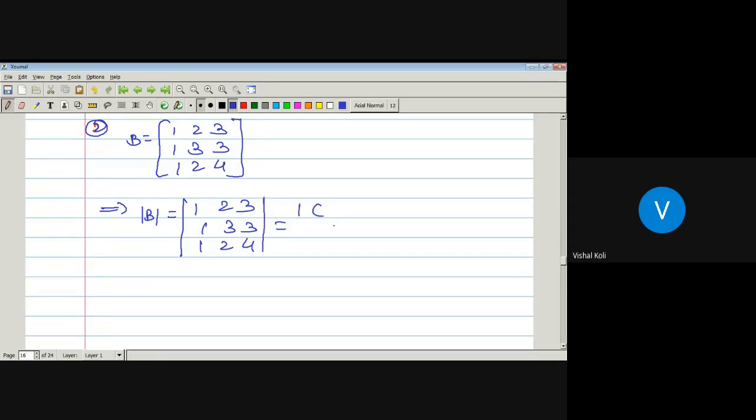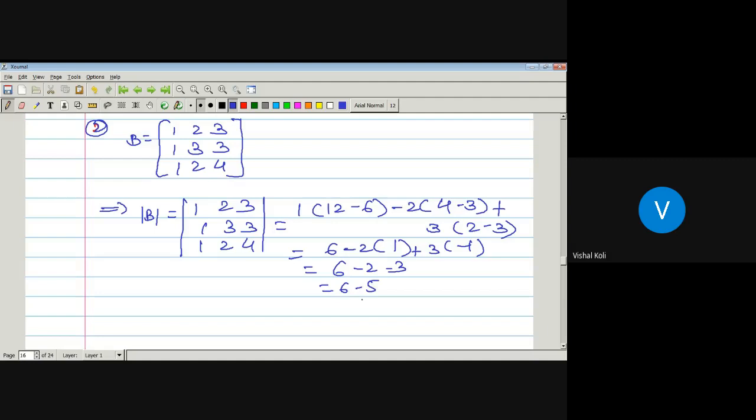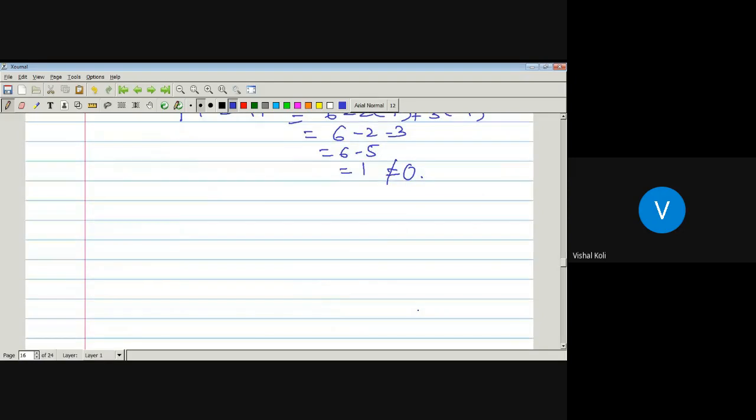its cofactor. 4 into 3, 12, minus 3 into 6, 6. Minus of 2 into 4 into 1, 4, minus of 3 into 1, 3. Plus 3 into 1 into 2, 2, minus of 3. Which is equal to 1 into 12 minus 6, which is 6. Minus of 2 into 4 minus 3, 1. Plus 3 into 2 minus 3, minus of 1. Which is equal to 6 minus 2 minus of 3, which is equal to 6 minus of 5, which is equal to 1, and which is not equal to 0. So the matrix B is an invertible matrix.